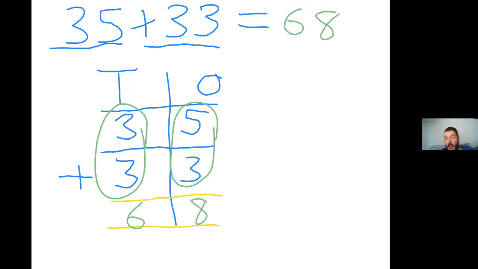Now, if you are not very good at adding up those numbers in your head, you can either number 1, use a number line, or number 2, which I'd recommend, draw the tens and ones, because that will mean you're not going to make mistakes. All you need to do is count carefully.